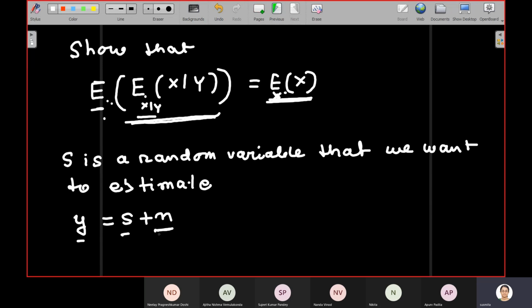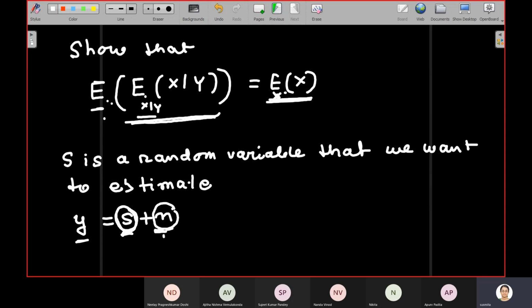Now both S and N are random variables, but the difference is that S is what we want to estimate, N is what we want to reject. So N is not desirable, it's a nuisance for us, but we can't avoid it. Whenever we make measurements, some noise will always be added. We can't help it. S is also a random variable, but we want to extract S from Y. We are actually looking for S. So both are random variables, one is desirable, another one is a nuisance.